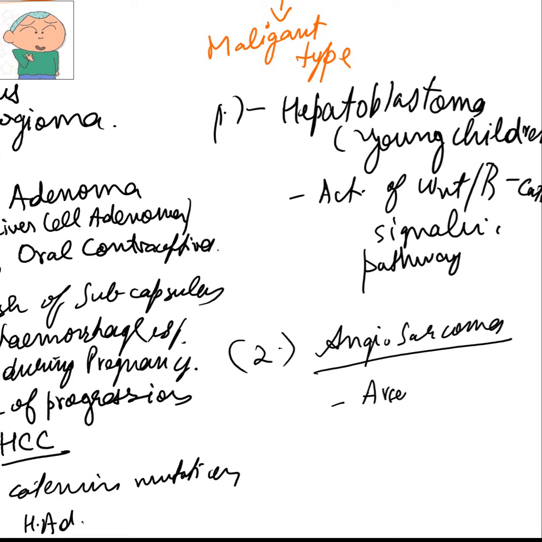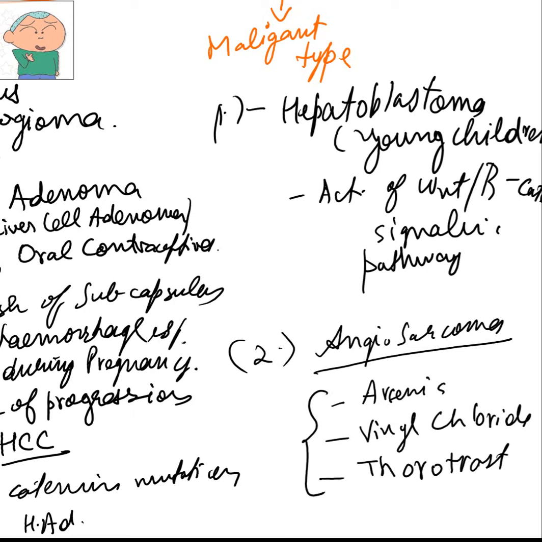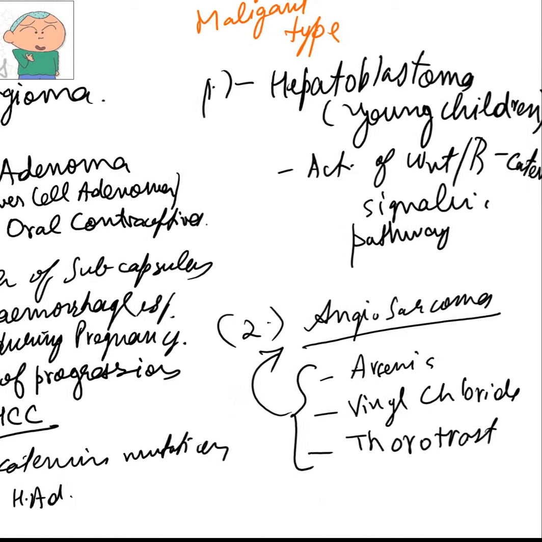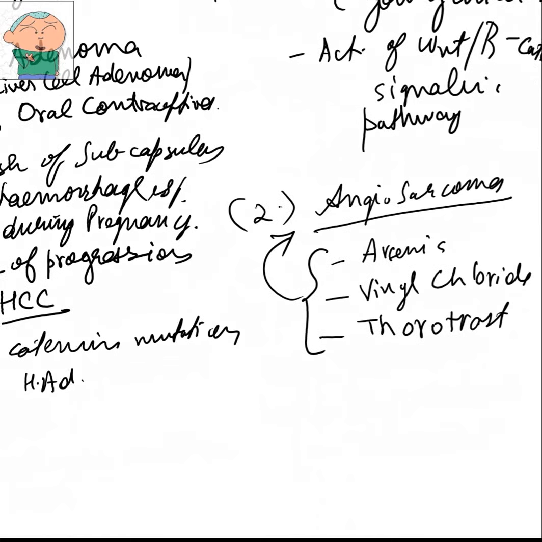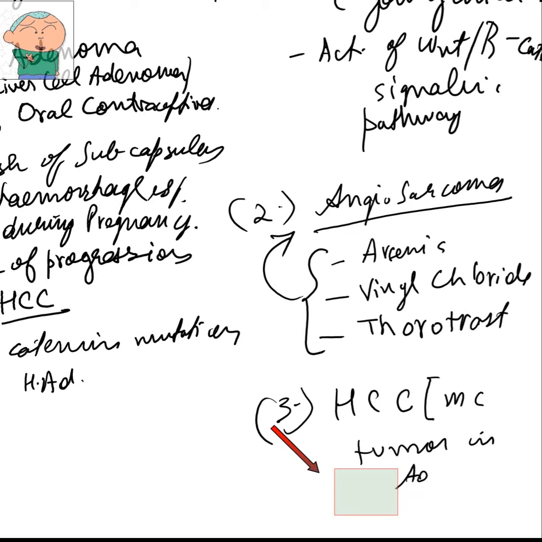The second malignant type of hepatic tumor we have is angiosarcoma, and angiosarcoma is associated with exposure to either arsenic, vinyl chloride, or thorotrast. So these three are the risk factors for the development of angiosarcoma of the liver. Talking about the remaining one, we have the king of the malignant liver cancers, the HCC, hepatocellular carcinoma, which is the most common tumor in adults.